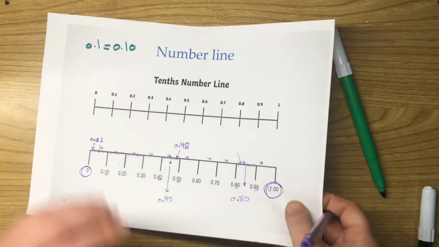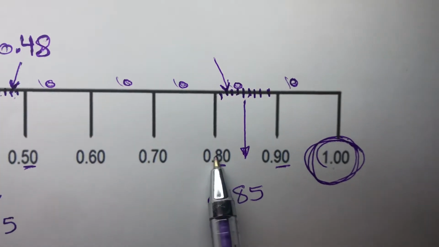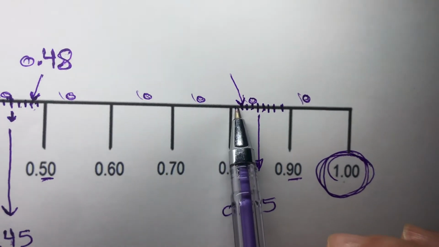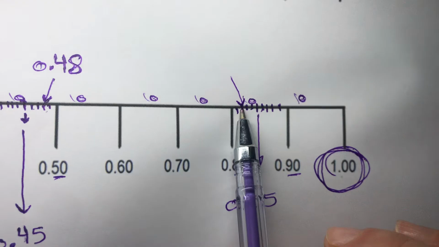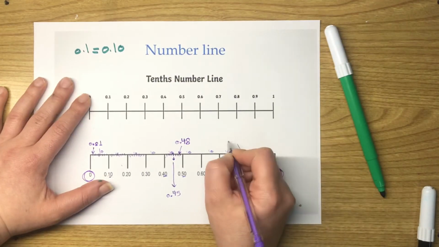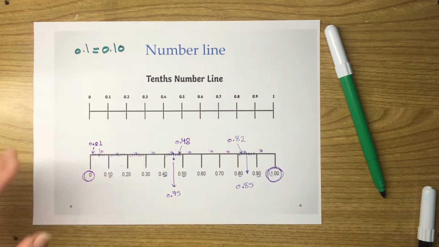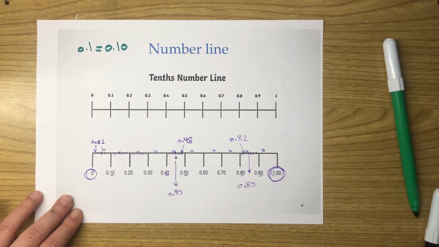I'm gonna bring it closer. Okay, here is 80. Here's gonna be 81. So this one is gonna be, correct. Yes, this one's gonna be 0.82. Good job, guys. Good job.